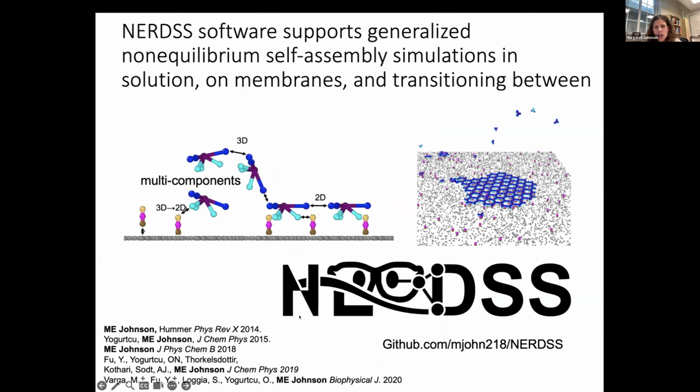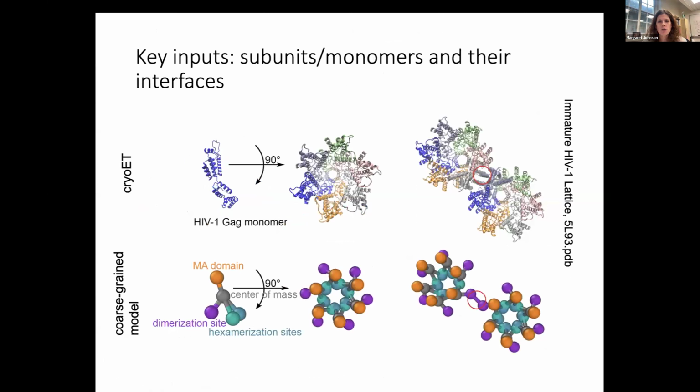And so this is our software. It's called NERDS, and it's all open source. And we've applied it now to several different systems. Here's an example of our clathrin assembly on the membrane. And so I'm happy to answer any questions if you want to try using it. How easy is it to use? We've tried to make it much easier to use by making it easier to set up the models.